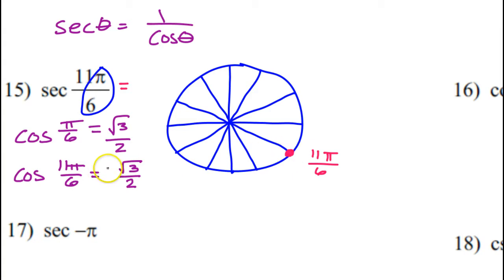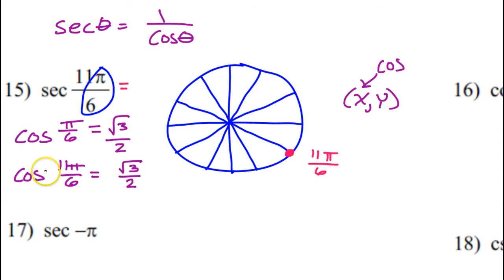Well, cosine is positive in this quadrant because remember that cosine is an x value on the unit circle. So, since cosine is an x value, x values are positive to the right of the y-axis. So, that's why we're going to go with positive radical 3 over 2.